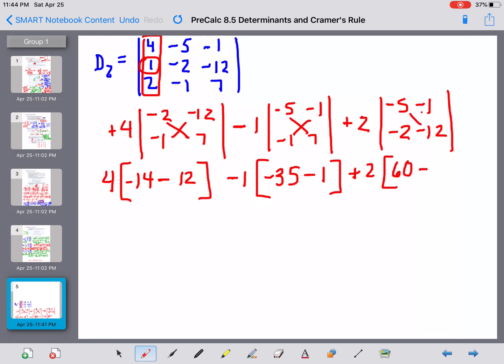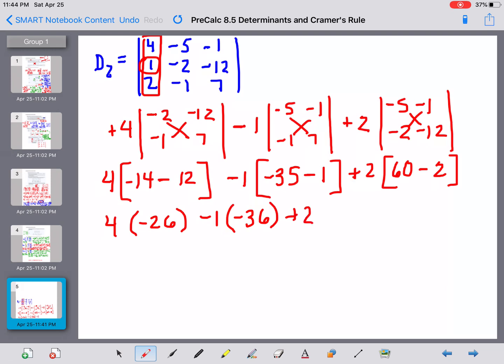4 out front here, -14 minus 12 gives me a -26. -1 times -35 minus 1 is -36. And finally, on my last one, 60 minus 2 is 58. 4 times -26 is -104. -1 times -36 is positive 36. 2 times 58 is 116. And when I join all those up, I get 48 for my DZ.